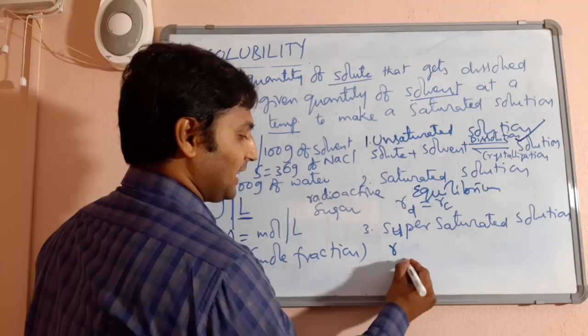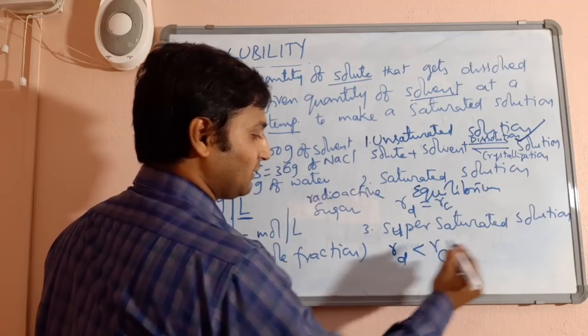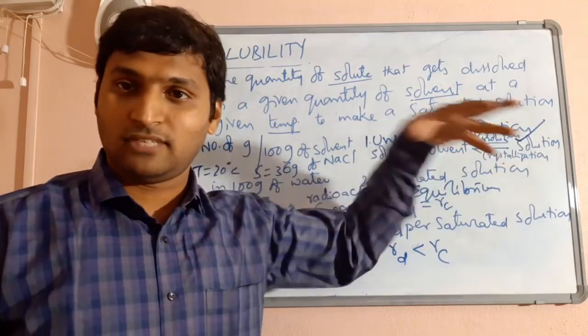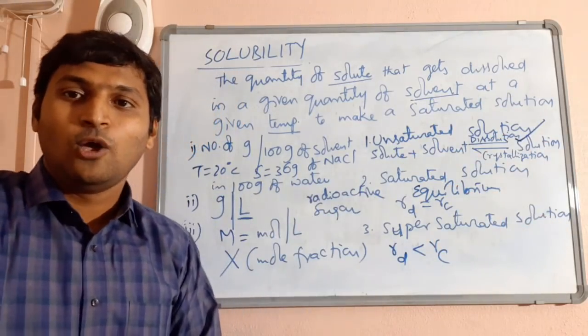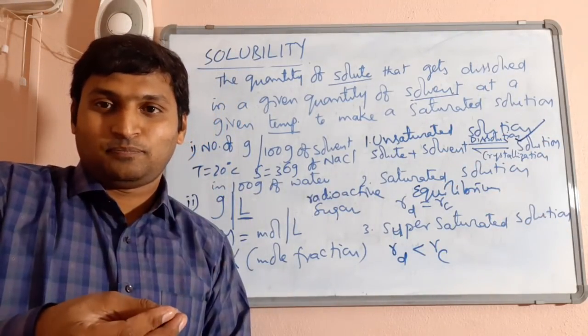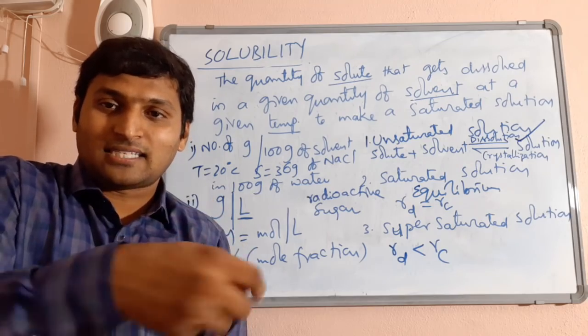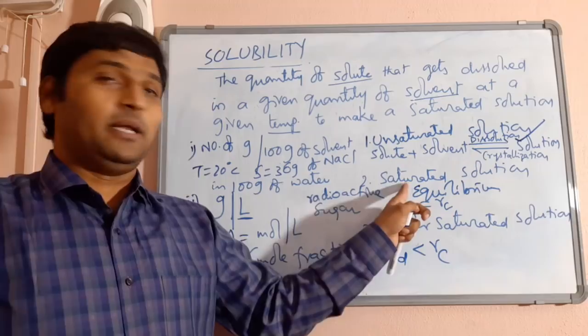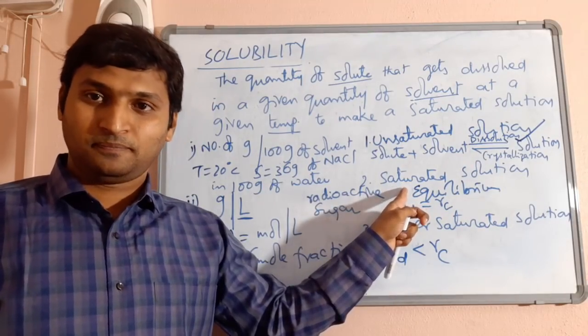The rate of dissolution will be less than the rate of crystallization, or the rate of crystallization will be more because it is already dissolving more. That's why, with a simple disturbance, like simple stirring or simple mechanical disturbance, the excess will crystallize and the solution will come back to equilibrium and become a saturated solution.